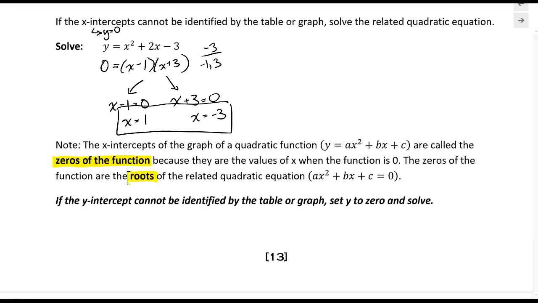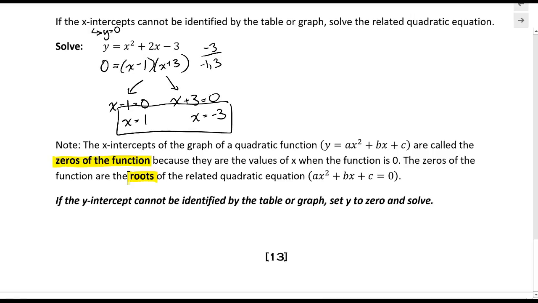So you're going to hear these words kind of thrown around. The zeros of the function are specifically referring to the function as we solve it. The roots are when the equation is already set to equal 0.